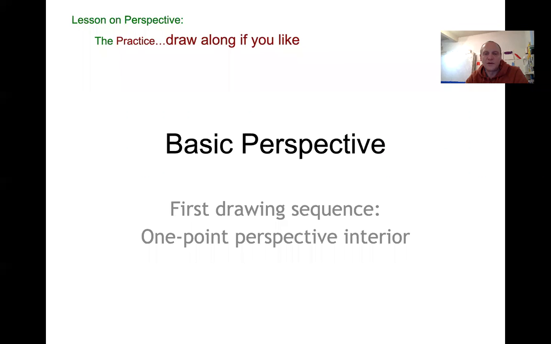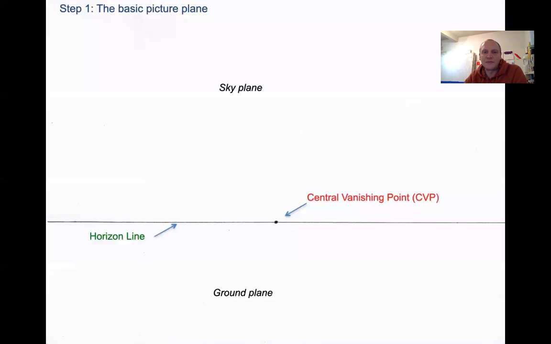If you want to go along with these slides, you can. It's pretty instructive. So this is a basic one point, one vanishing point drawing. We establish the horizon line like this. We've got that sky plane up above, the ground plane below, and then a central vanishing point, just put right in the middle of the page. If we put it to the right or to the left, it would be a non-central vanishing point.